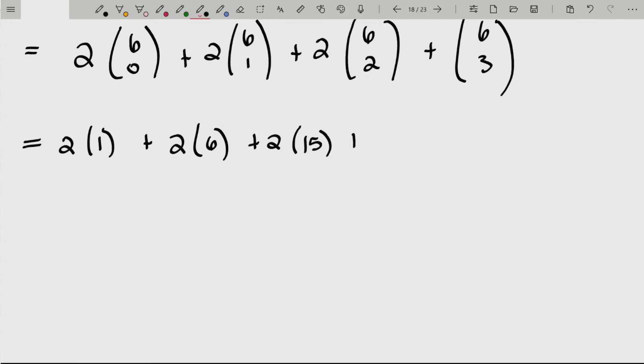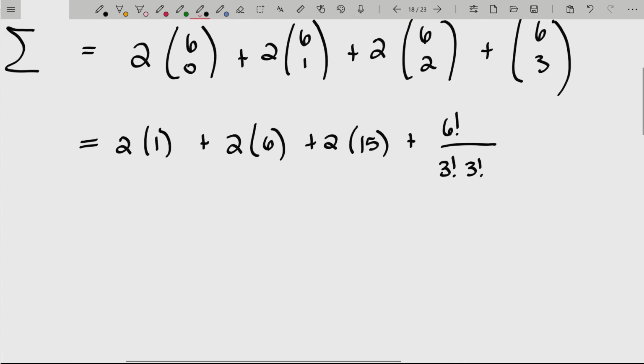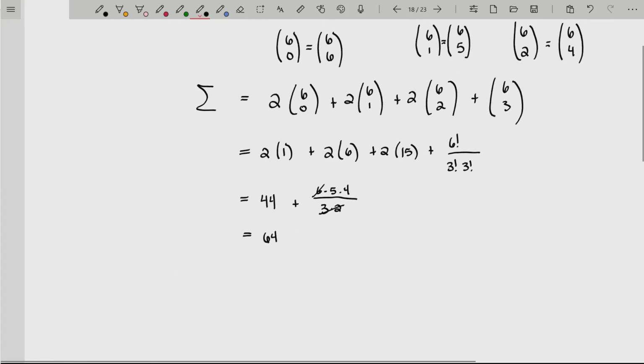And finally, we have 6 choose 3, which we have not computed. So 6 factorial over 3 factorial times 6 minus 3, or 3 factorial. Let's go ahead and simplify all this stuff. That's 2 plus 12 is 14, plus 30 is 44. Plus 6 times 5 times 4 times 3 factorial, which cancels with one of the 3 factorials downstairs. And then 3 times 2 goes into 6. And so we have another 20 we're adding to this 44. That is going to be 64.